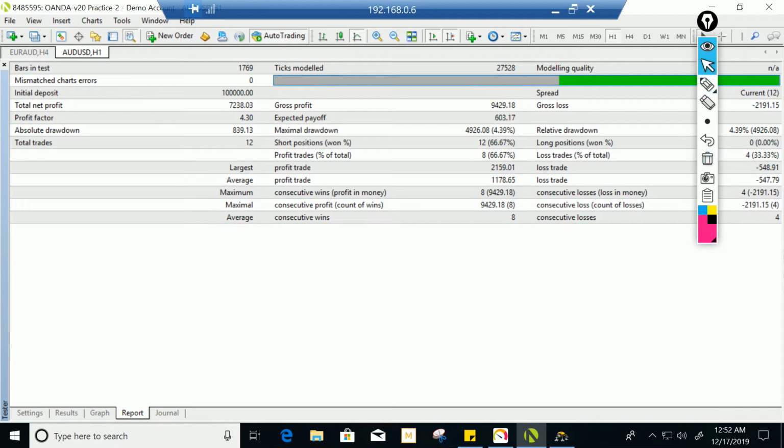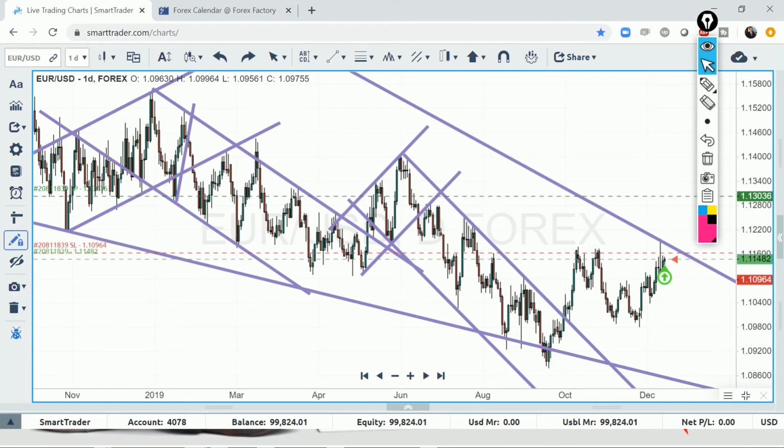Now, traders, do we stop there? No. Now we wait. And what are we waiting for? We're waiting for price to get back up to a level of resistance. How do we know it? Well, as you can see right here, this is where we started taking our profit and got out of trading.